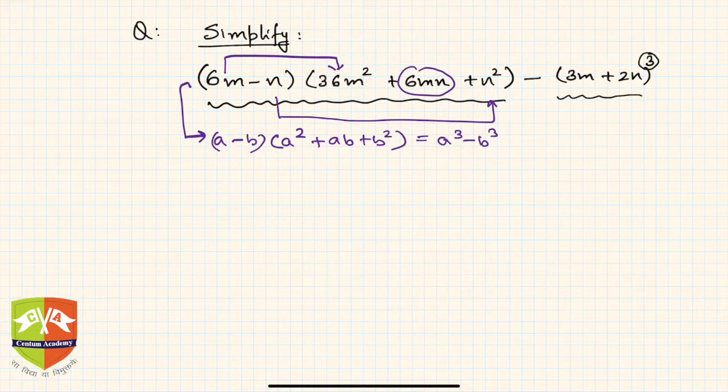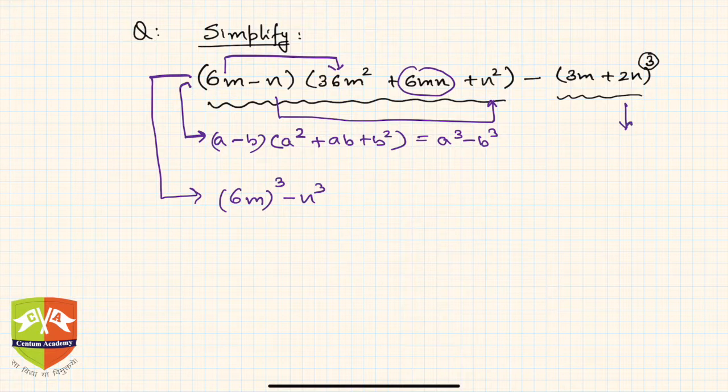So this will help me in reducing this to what? Tell me, it will be nothing but (6m) whole cube minus n cube, isn't it? And the other one, you know how to expand this. You know (a plus b) whole cube is nothing but a cube plus 3 times a square b plus 3ab square plus b cube, isn't it?